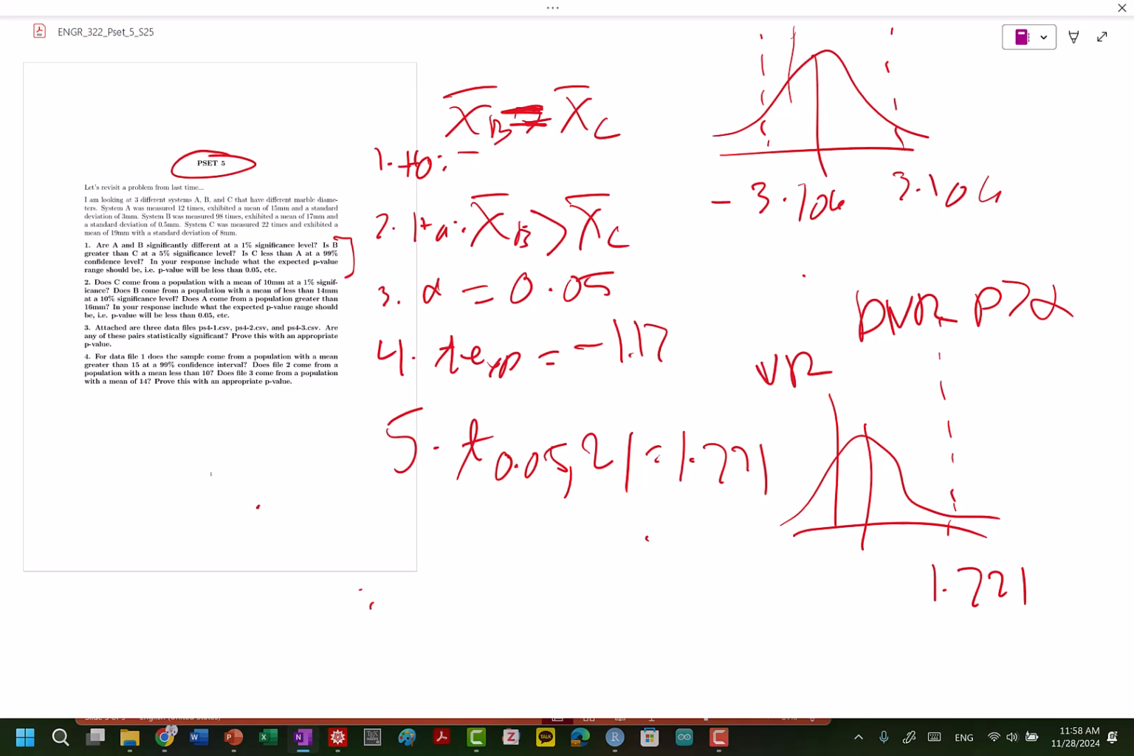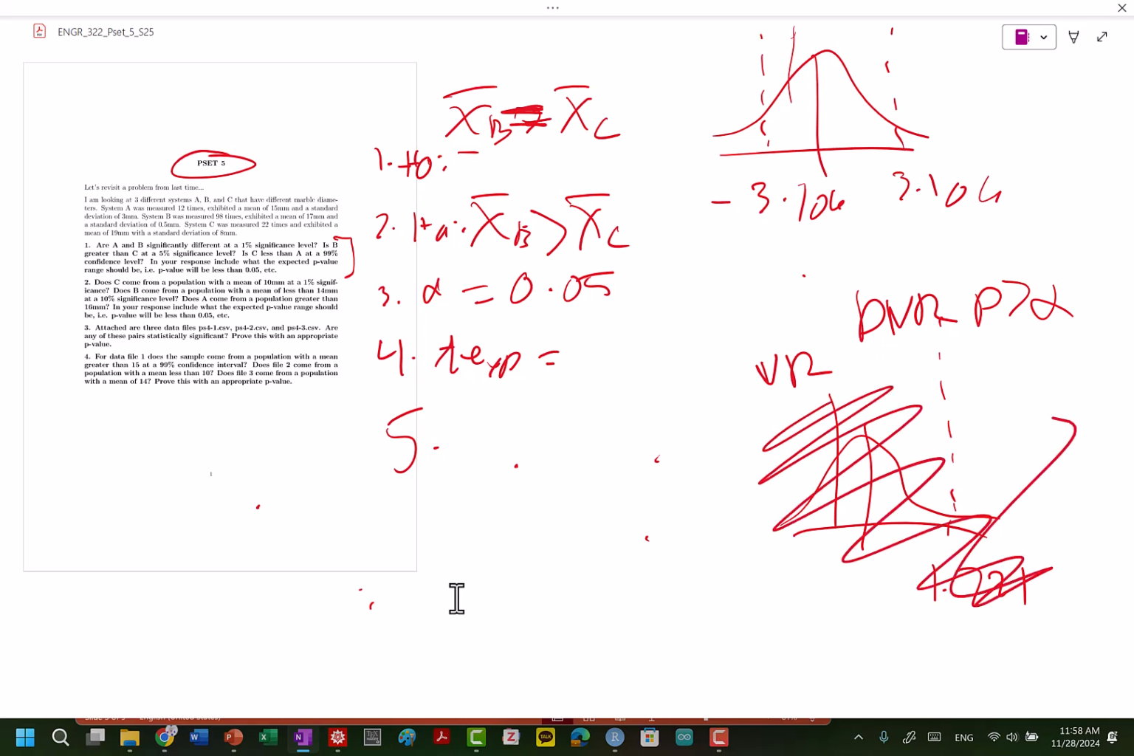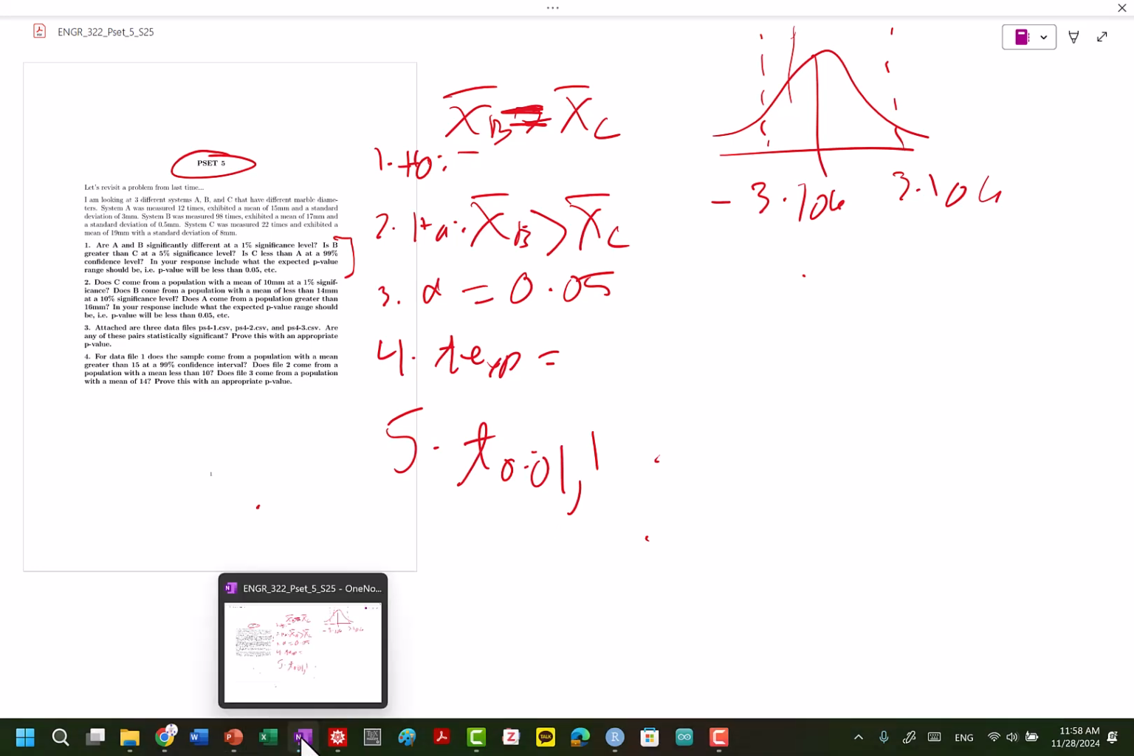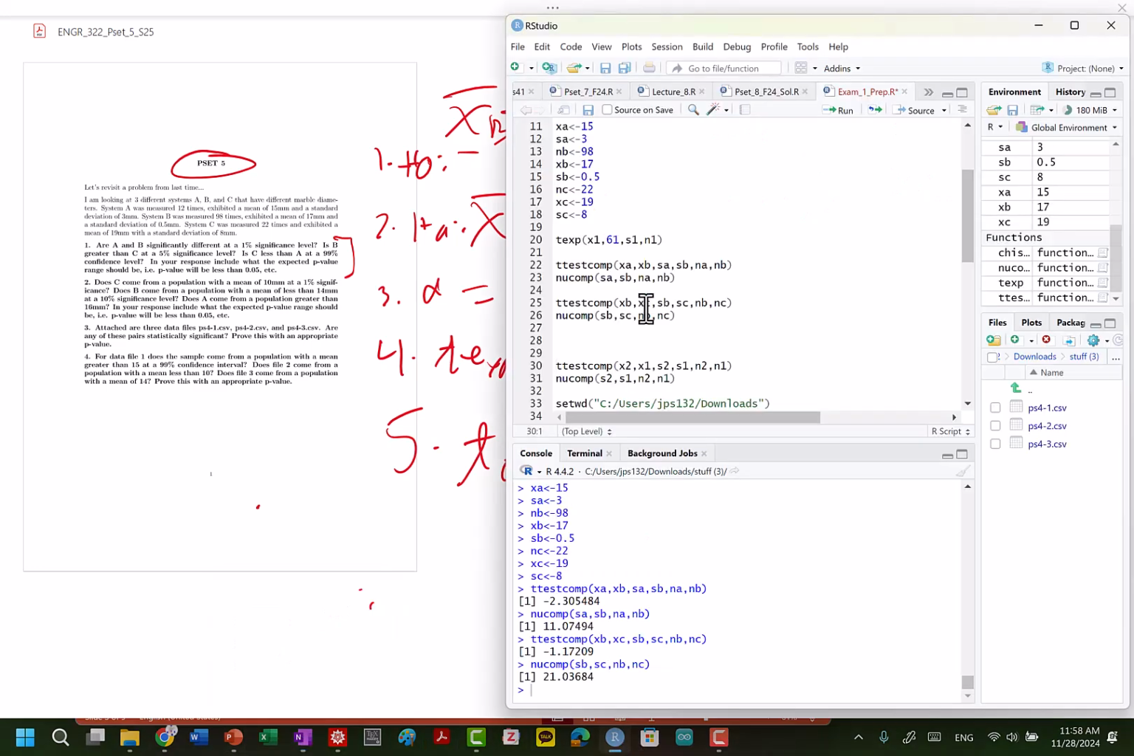So now, is C less than A at a 99% confidence interval? So I'm just going to focus on this. So 99% confidence interval and the left-tailed test. So T of 0.01, excuse me, my nu is still unknown. Is C less than A? I'm doing that because it's not a two-tailed test. And we'll just copy and paste here.